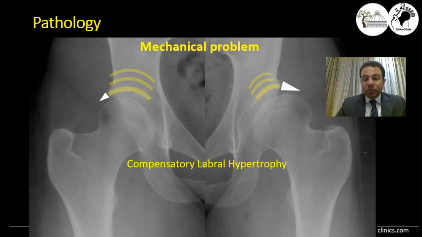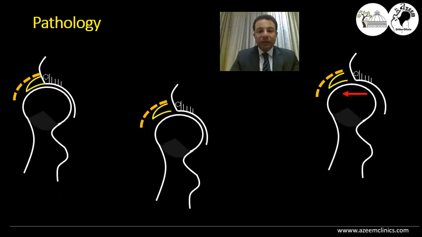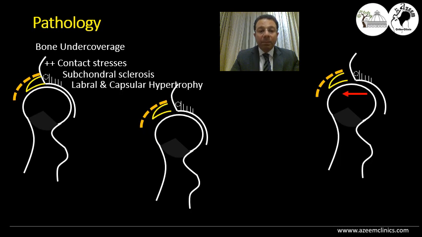Looking at the soft tissue, in response to deficient bony coverage, the soft tissue will react to the overload with compensatory hypertrophy of the labrum and the capsule. If we divide the progress of the pathology into three stages, the first stage is bony undercoverage, resulting in an increase in the contact stresses. Bone responds by sclerosis, and the labrum, capsule and soft tissue respond by hypertrophy.